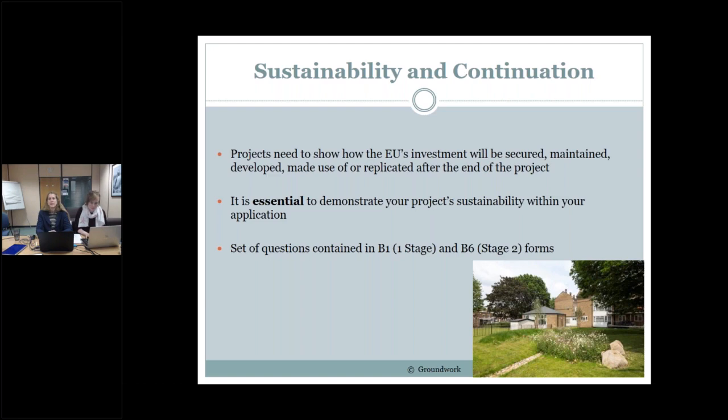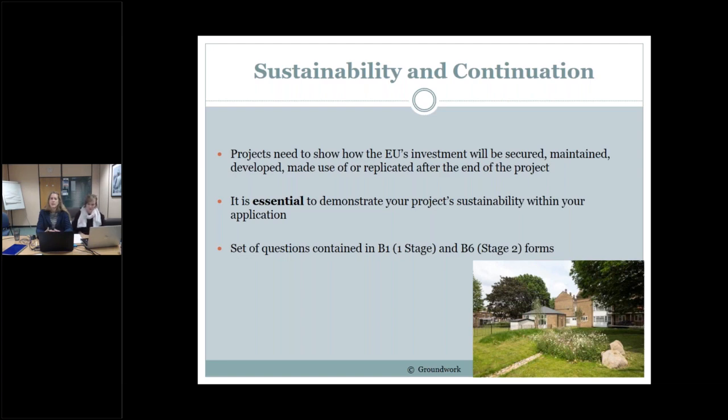LIFE projects are a large investment for the EU, so they want to see a guarantee that your work will continue once the LIFE project has come to an end. This has been important in previous calls and is still important in 2019. Sustainability still needs to be a fundamental component of your proposal. To a certain extent, replication and transfer are part of the overall sustainability strategy, but this is just one component.